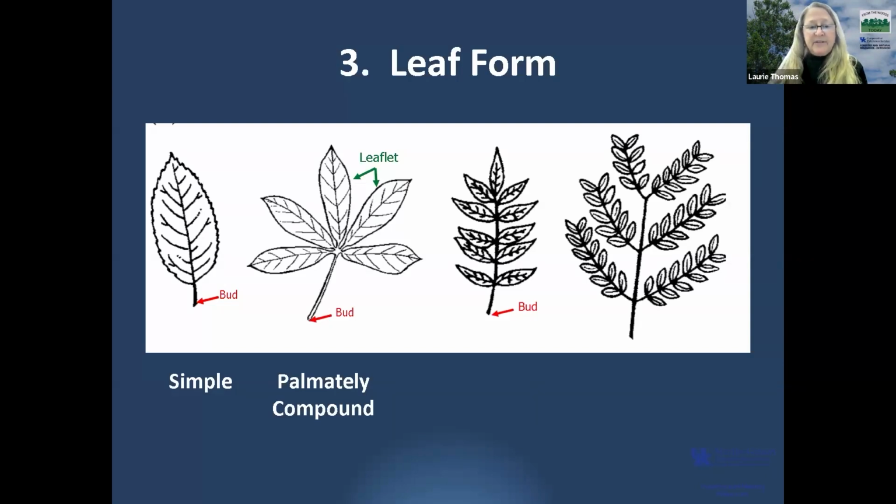Of our 5 different leaflets. So we have a palmately compound leaf. Buckeyes have palmately compound leaves.